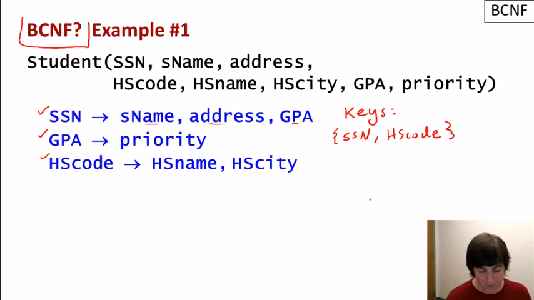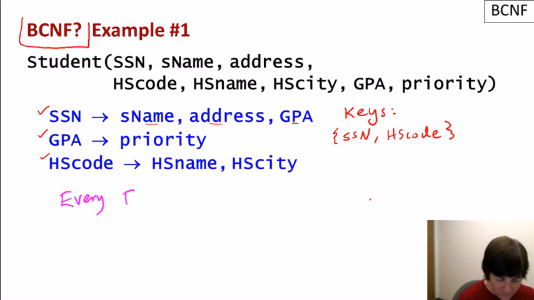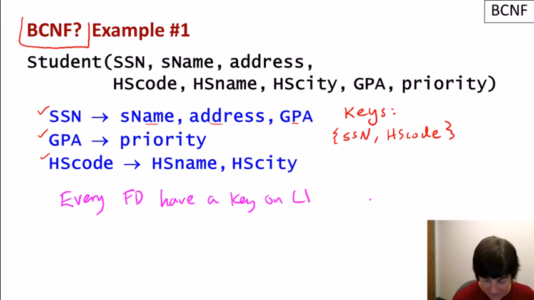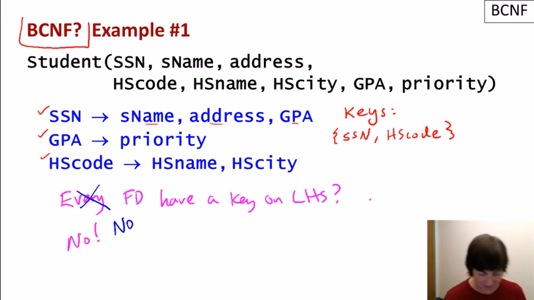So now to check if we're in Boyce-Codd normal form, we have to ask the question, does every functional dependency have a key on its left-hand side? And the answer, of course, is no. Not at all. In fact, no functional dependency in this case has a key on the left-hand side. We have three left-hand sides, and none of them have or contain our one key.